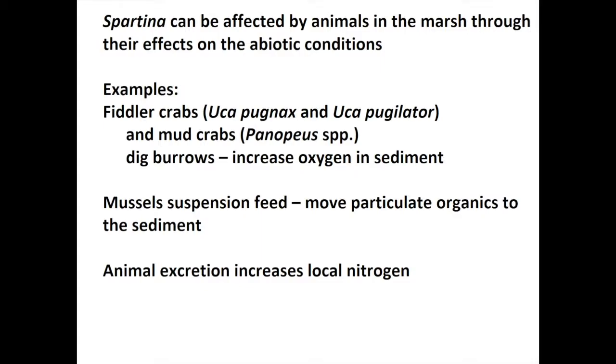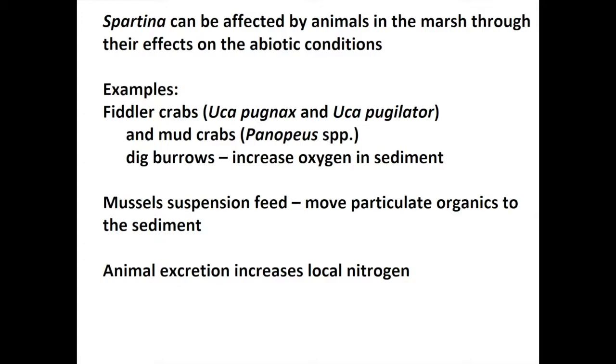The Spartina can also be affected by animals in the marsh. Through their biological activity, they have effects on those abiotic conditions in the marsh. So for example, fiddler crabs, predominantly Uca pugnax and Uca pugilator, and mud crabs, species in the genus Panopeus, dig burrows. These burrows will increase oxygen into the sediment, as oxygenated water can then move down into the sediment, and sometimes the animals themselves, their behavior, but usually it's just the construction of how they build their burrows, drive the oxygenated water deeper into the sediment and move it around.